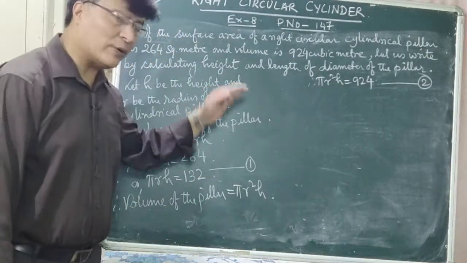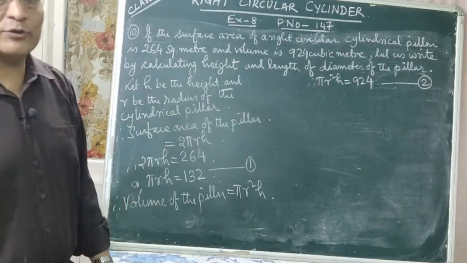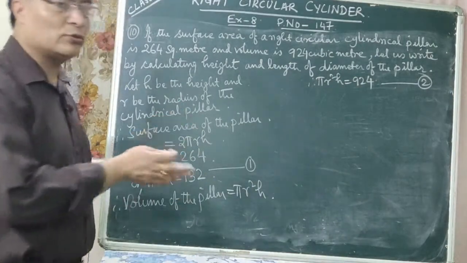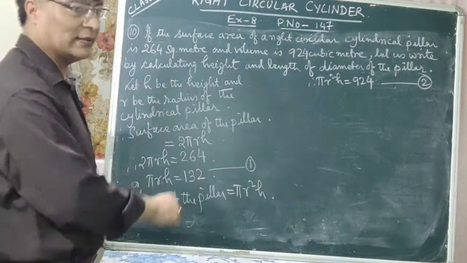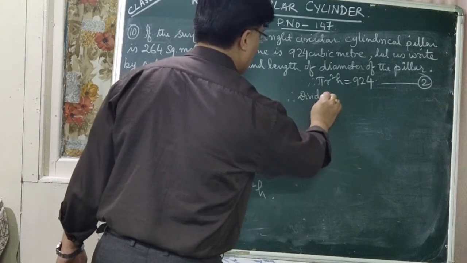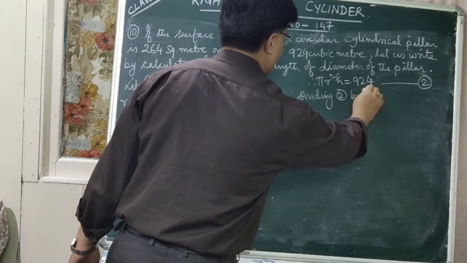So how can you solve it? What will you do with these 2 and 1 to get the values of r and h? You can divide it. Either you can divide 1 by 2 or divide 2 by 1, right? So therefore dividing 2 by 1.